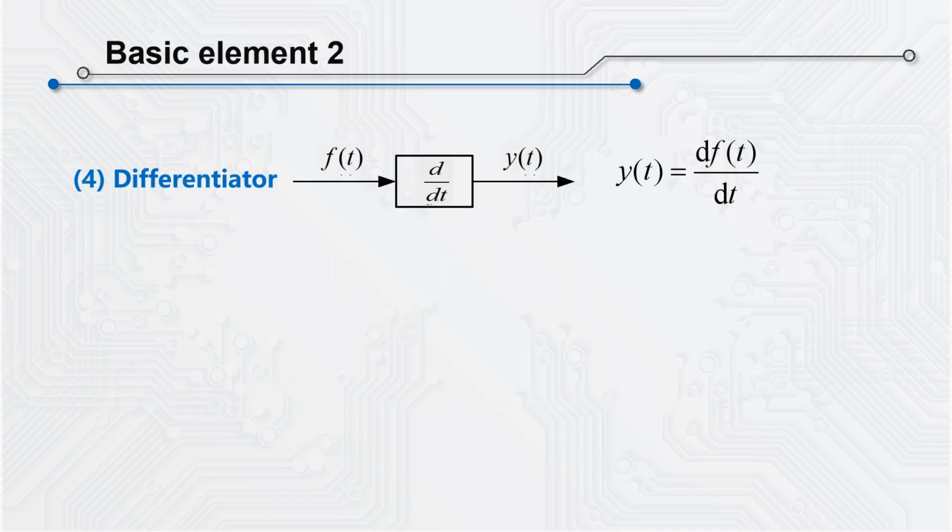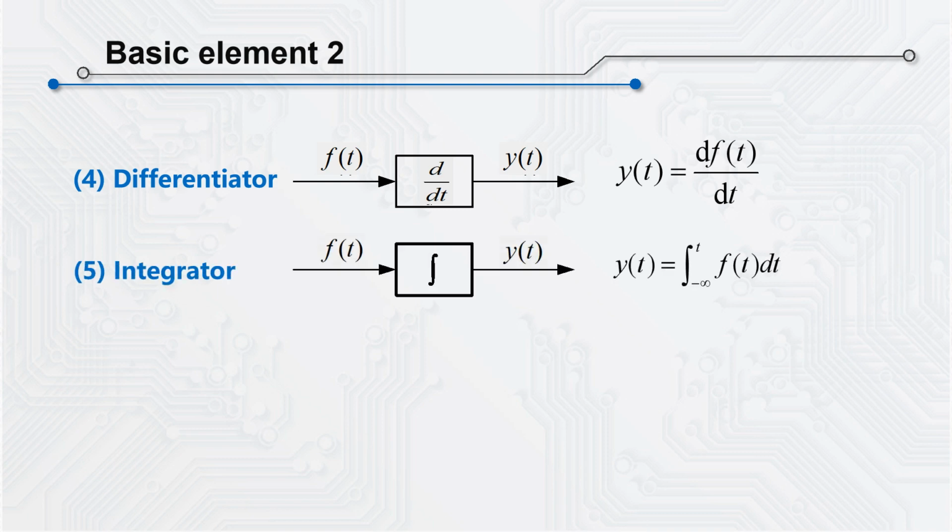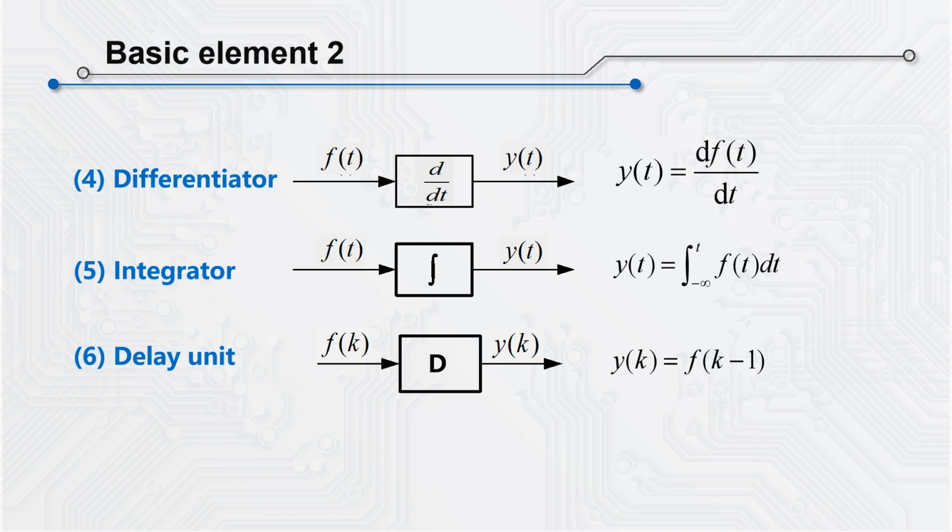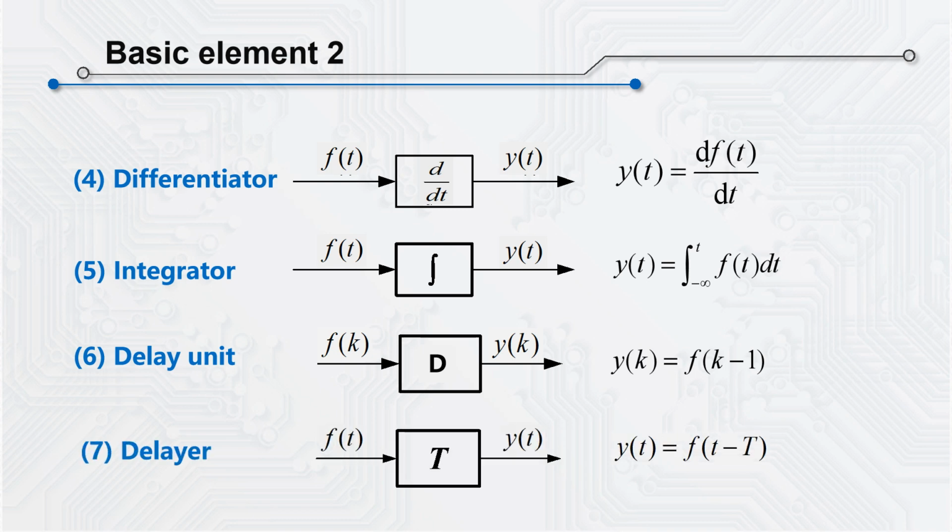Next, differentiator. The output of differentiator is the derivative of the input signal. In the same way, the output of integrator is the integral of the input signal. Delay unit is a basic unit used in a discrete system. y(k) equals f(k minus 1). The relationship between the output and input of delayer is y(t) equals f(t minus T).